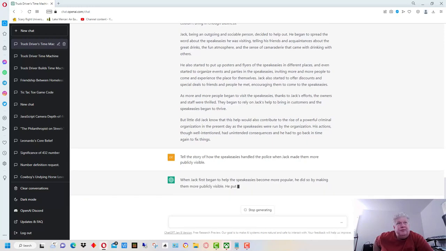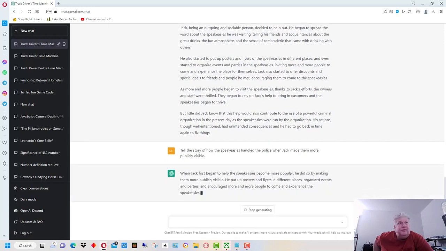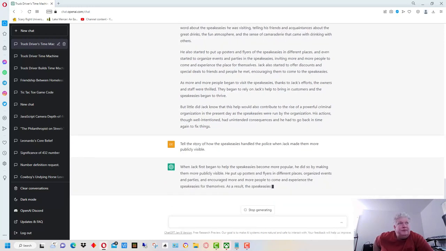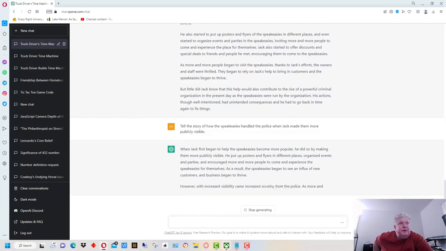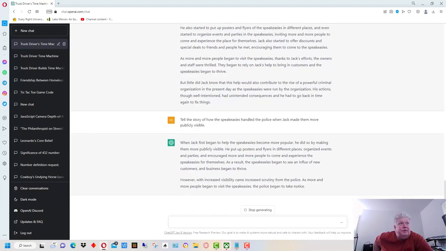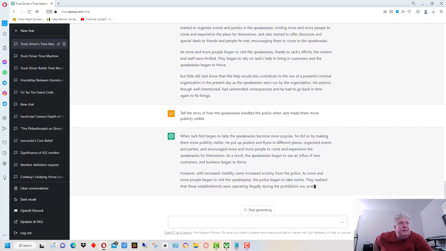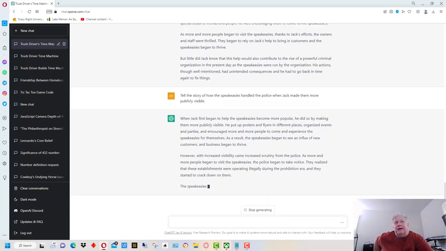The speakeasies become more popular. He did so by making them more publicly visible: posters up and flyers. As a result, speakeasies see an influx of new customers. However, this increased the visibility and scrutiny of the police. See, this is what you wanted to add in. This is something that it left out.